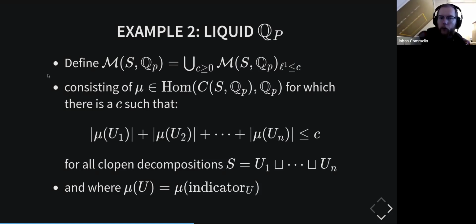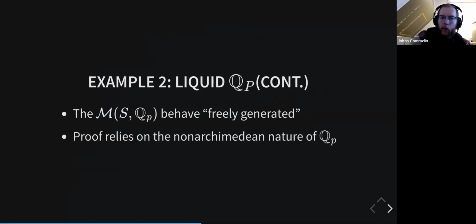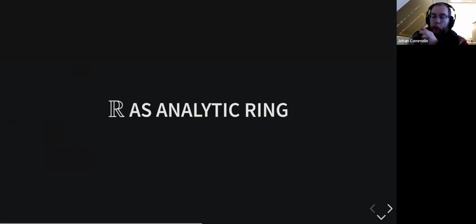And so these are going to play the role of these freely generated objects. The proof that they actually do behave as freely generated objects really relies on the non-Archimedean nature of the field of p-adic numbers. So we would also like to have the real numbers as an analytic ring. But of course, we probably can't apply exactly the same strategy as before with the p-adic numbers, because there the proof relied on the non-Archimedean nature of QP.